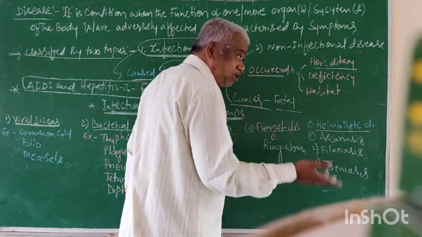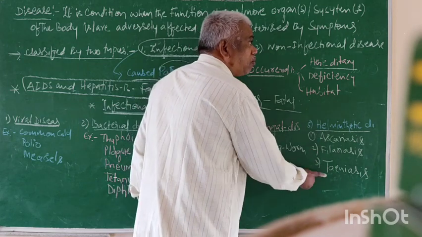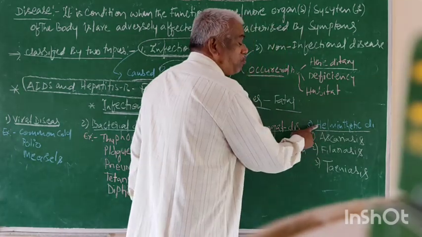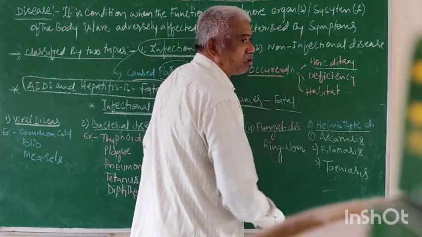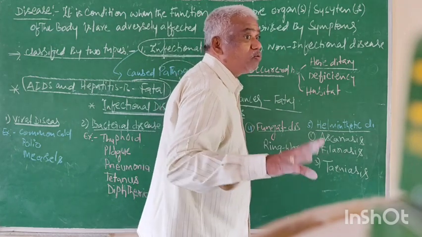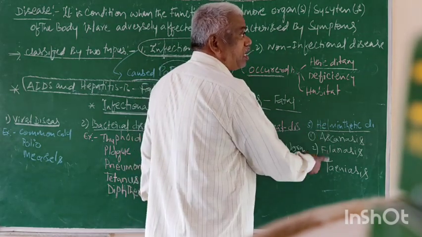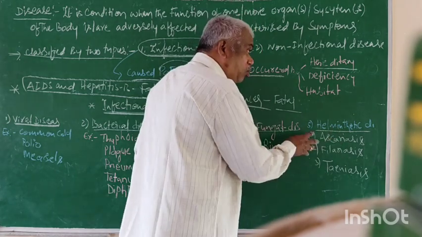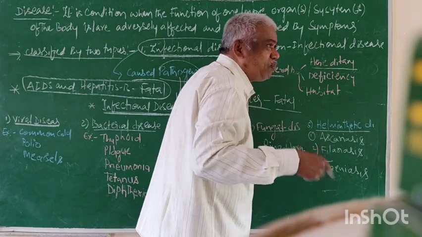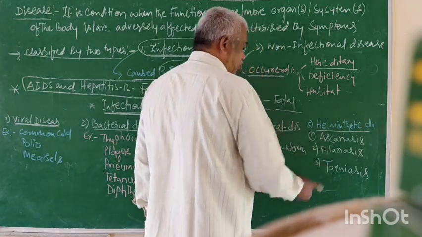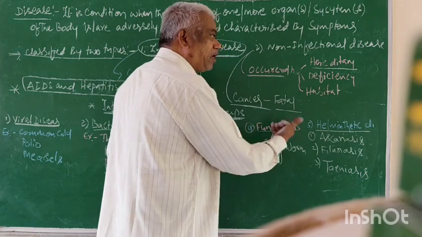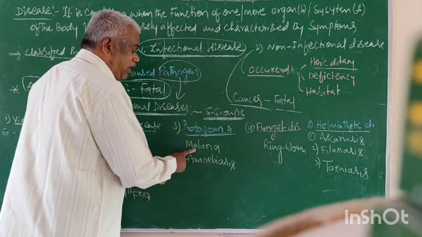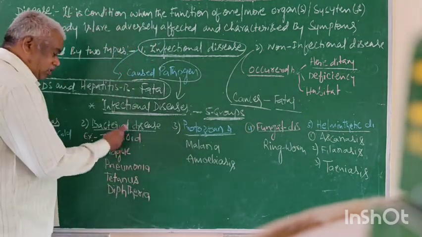How many examples of helminth disease? Three. Name them: ascariasis, filariasis, and teniasis. Ringworm is a fungal disease, with one example and one explanation. Protozoan diseases have two examples: malaria and amoebiasis.